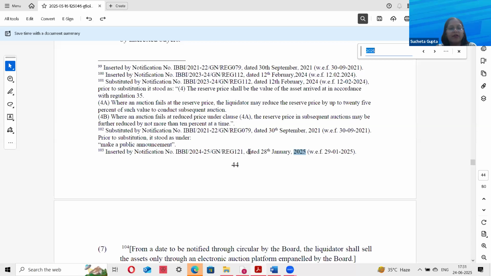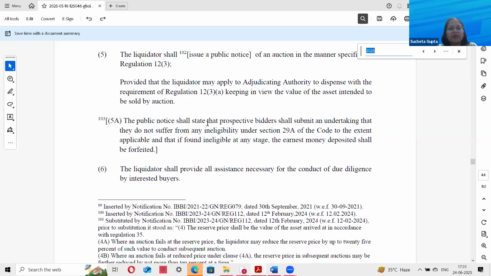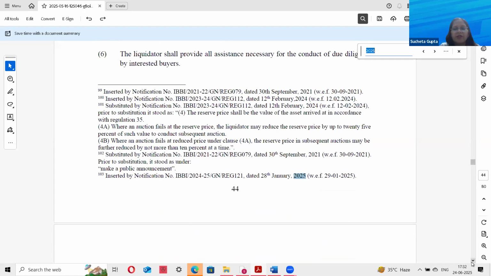Now this is newly inserted, 103. The public notice shall state that prospective bidders shall submit an undertaking that they do not suffer from any ineligibility under section 29A of the code to the extent applicable, and that if found ineligible at any stage, the earnest money deposit shall be forfeited. So if a person has not submitted their eligibility and is suffering from ineligibility, then their amount can be forfeited. This is also mentioned here.